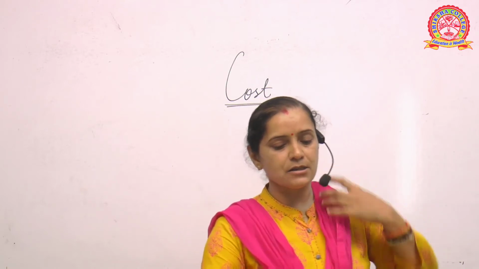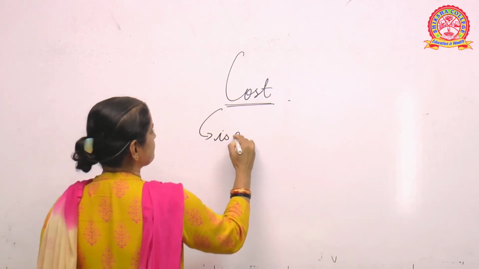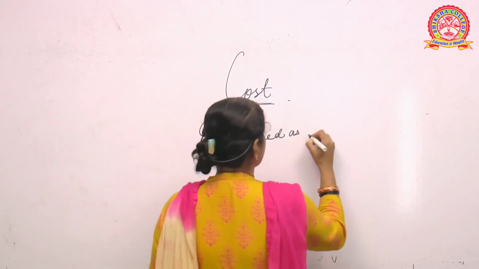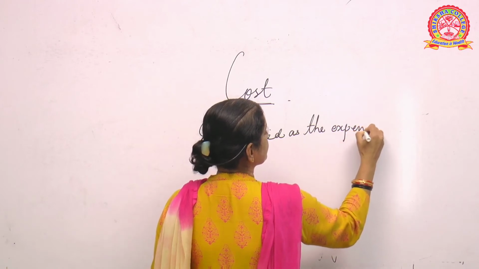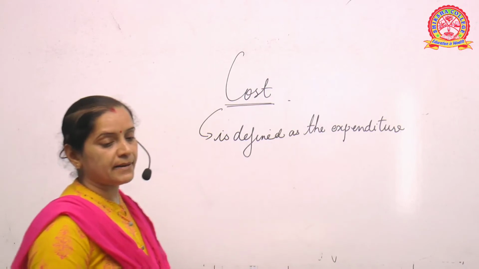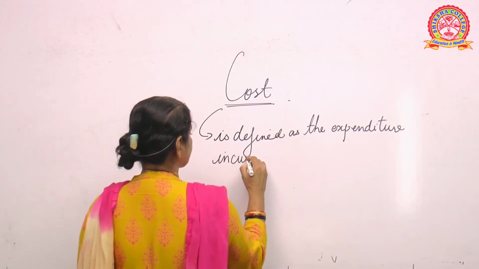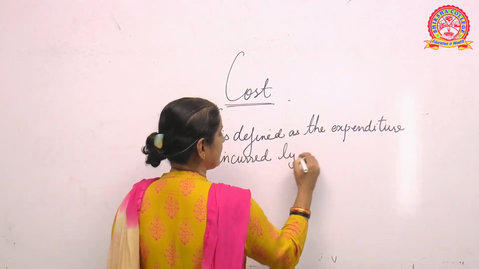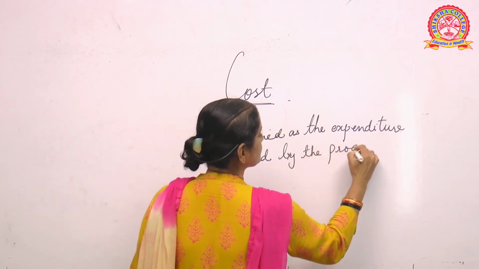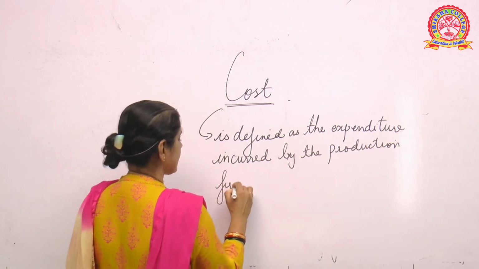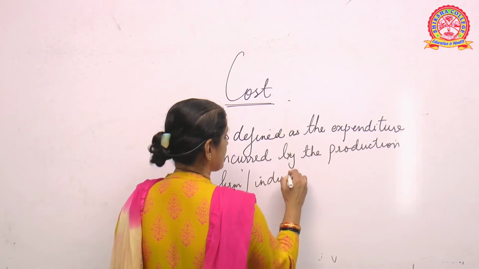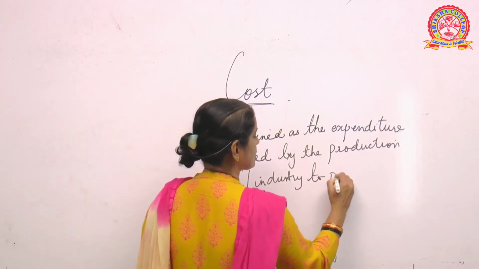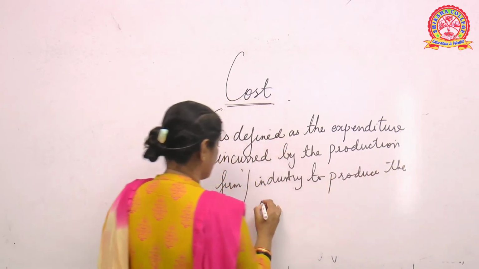So let us come to the definition. What is cost? You can just write it down. Cost is defined as the expenditure incurred by the production firm, so we are talking about an industry, or you can say a company, whatever it is, a production firm or industry, to produce the goods and services. Why are they investing? To produce goods and services.